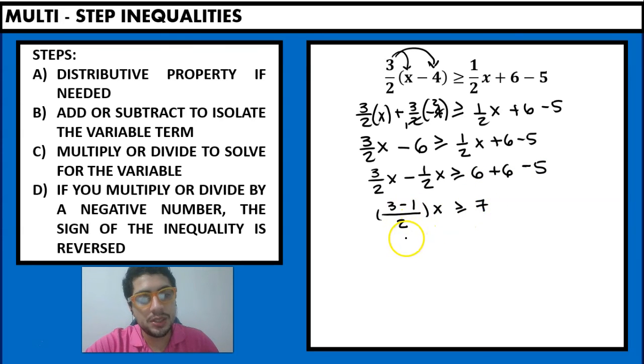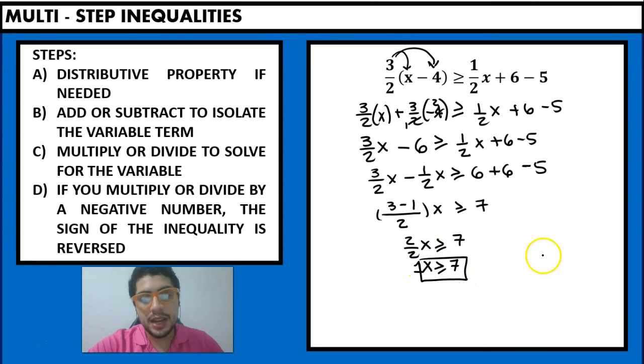Now 3 minus 1 is going to be 2 divided by 2 x, higher or equal to 7. 2 divided by 2 is going to be 1, so x is going to be higher or equal to 7, because here we have 1, right? So x being higher or equal to 7, how can we graph that?